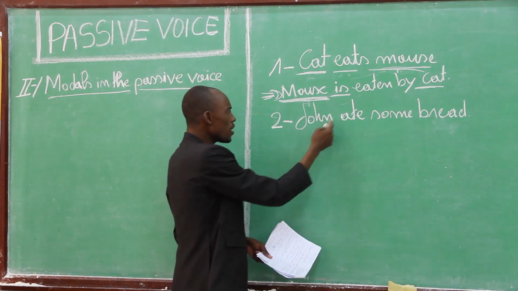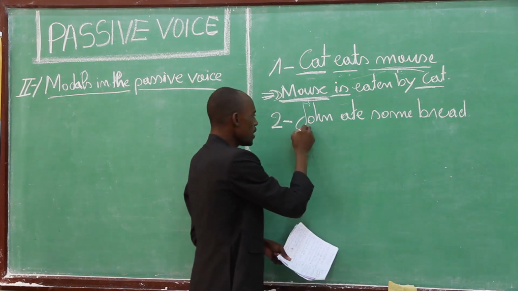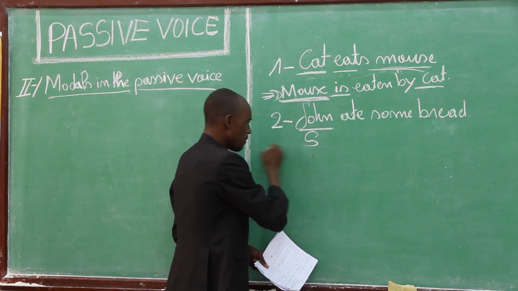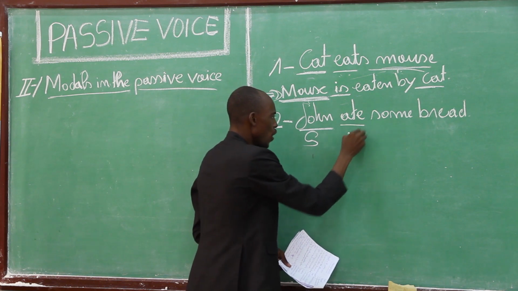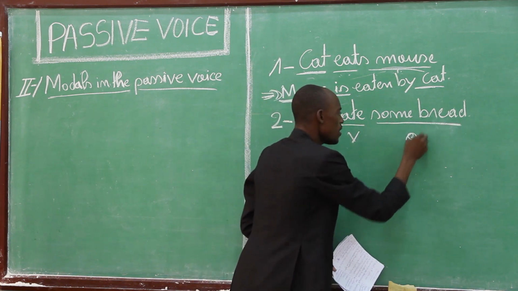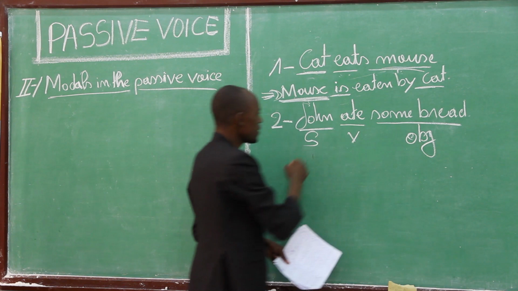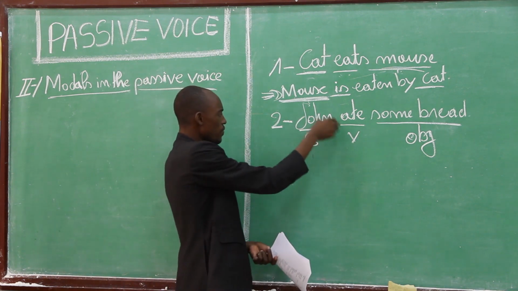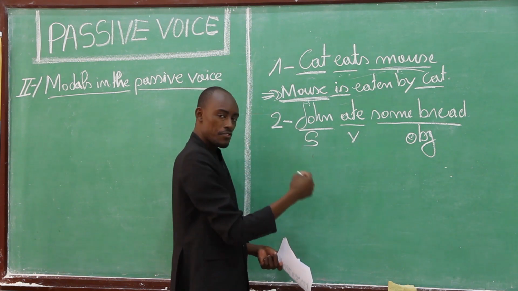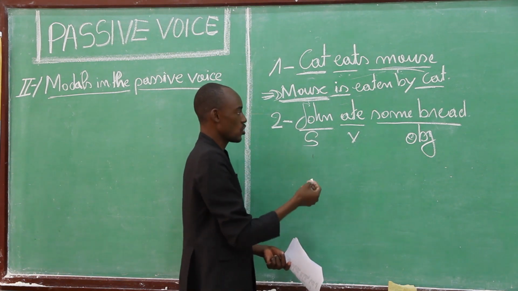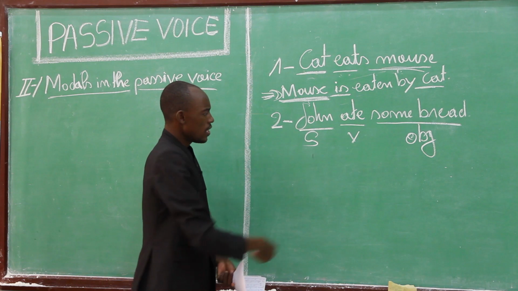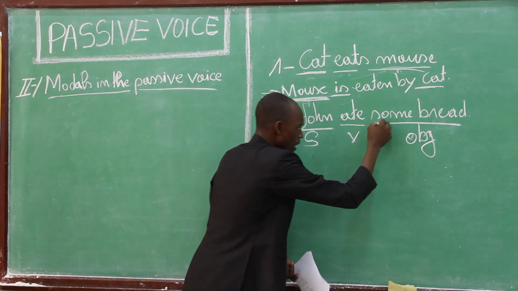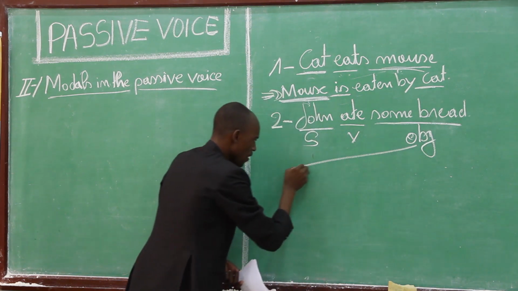Okay, now we have also another sentence. We have John ate some bread. Here we have John as the subject, and ate is the verb, and some bread is the object. And this sentence is in active voice because here the subject performs the action, the subject does the action. Okay? Now in passive voice, the object becomes the subject.